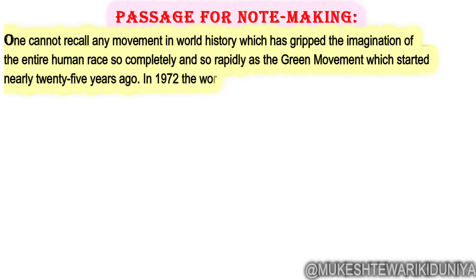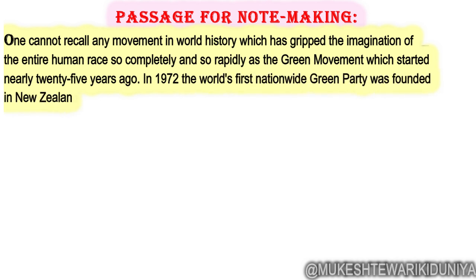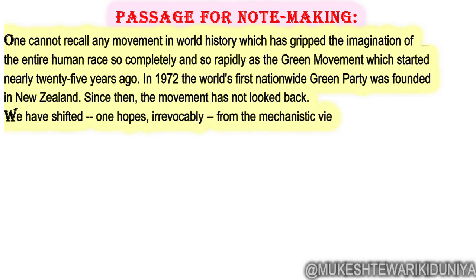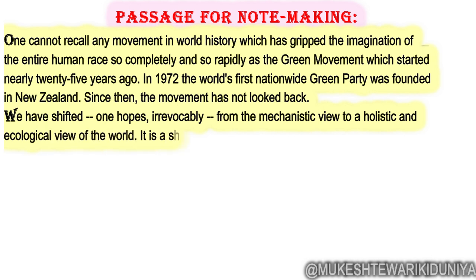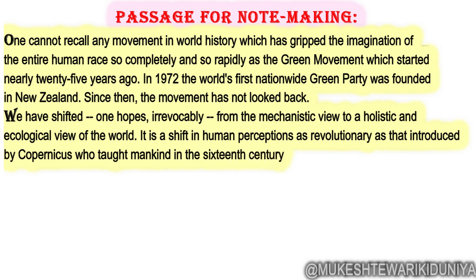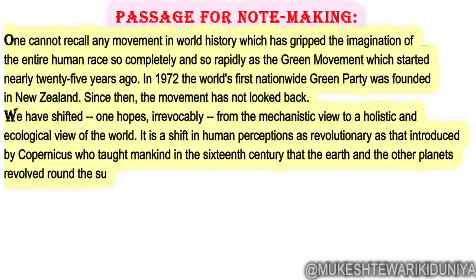In 1972, the world's first nationwide Green Party was founded in New Zealand. Since then, the movement has not looked back. We have shifted, one hopes, irrevocably from the mechanistic view to a holistic and ecological view of the world. It is a shift in human perceptions as revolutionary as that introduced by Copernicus, who taught mankind in the 16th century that the Earth and the other planets revolved round the Sun.